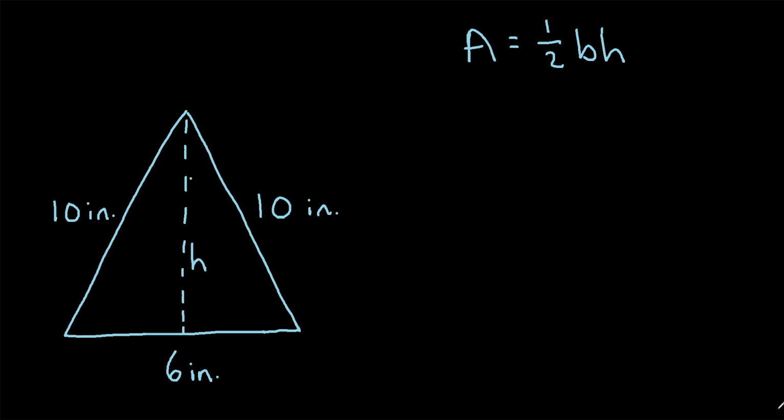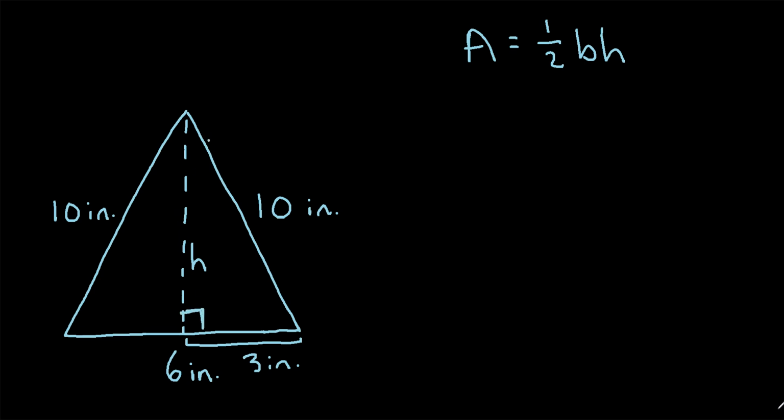So one thing that we'll notice about this line that represents the height of the triangle is that it perfectly bisects the base. Or in other words, this portion of the base and this portion are equal. So if we take 6 and we divide that by 2, then this half right here must be equal to 3 inches. And another thing that we know about the height is that this line right here is perpendicular to the base. So it forms a right triangle right here.